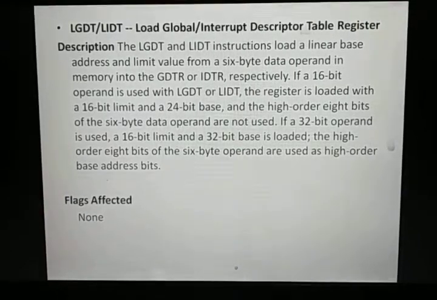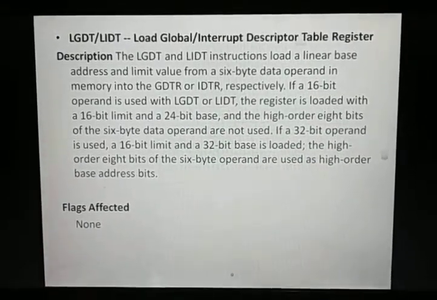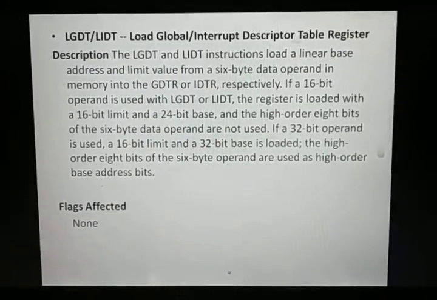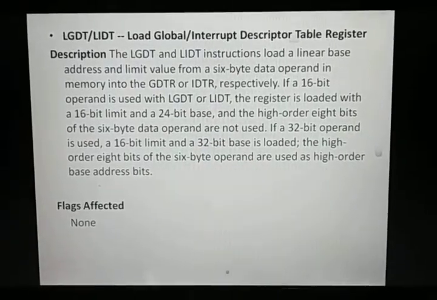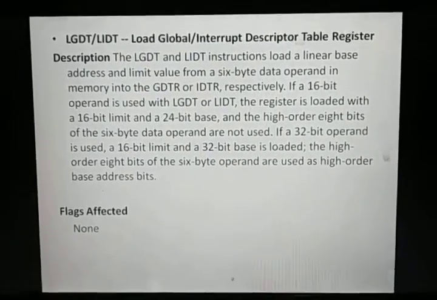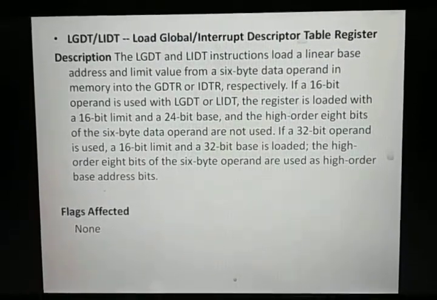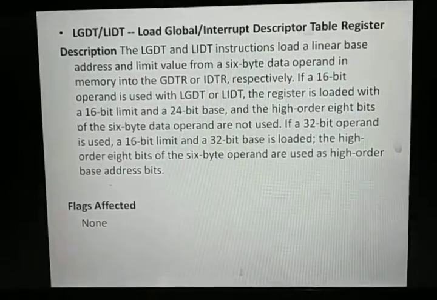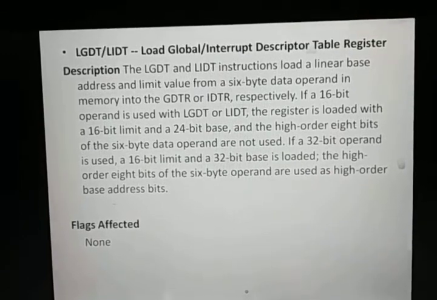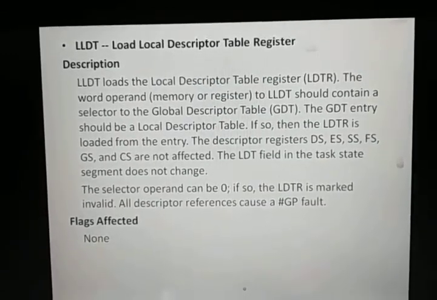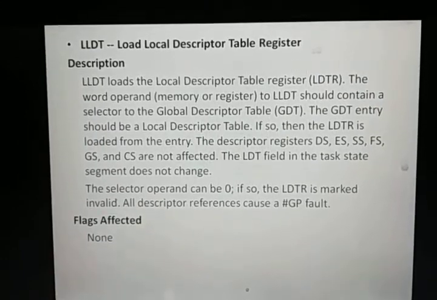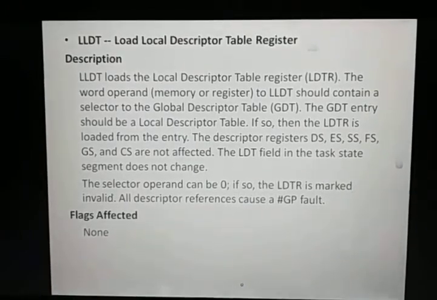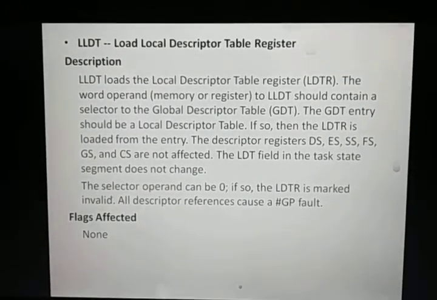LGDT and LIDT are also privileged instructions, and we use them for accessing the GDTR and IDTR. So here we are talking about the GDT and IDT. The GDT and IDT information is contained in the GDTR register or IDTR register, and for accessing the GDTR or IDTR register we use the privileged instructions LGDT or LIDT. Load local descriptor table: the same thing happens with the load local descriptor table. The LDT information is contained in the LDTR, and for accessing the LDTR we use the load local descriptor table instruction.